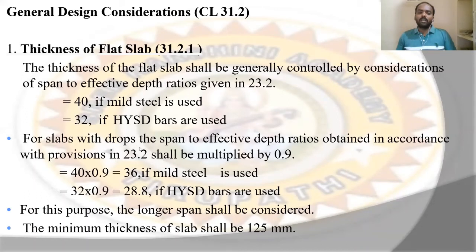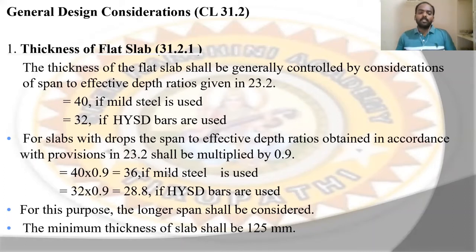For slabs with drops, the span to effective depth ratio obtained in accordance with the provisions in 23.2 shall be multiplied by 0.9. If we provide drops, these values change, multiplied by 0.9. So 40 into 0.9 equals 36 for mild steel, and 32 into 0.9 equals 28.8 for HYSD bars. Mild steel means Fe 250 grade, and HYSD bars include Fe 415 and Fe 500 bars.